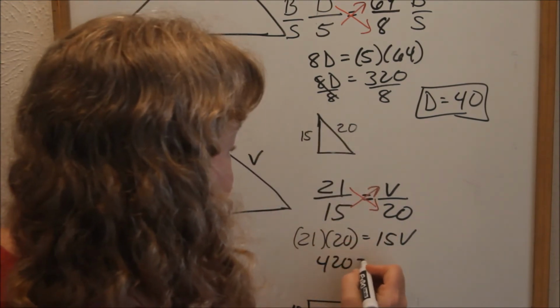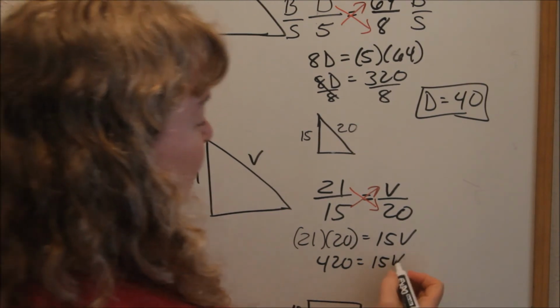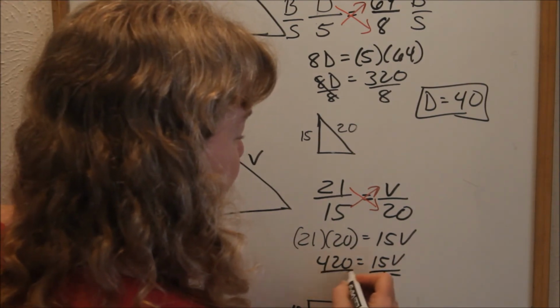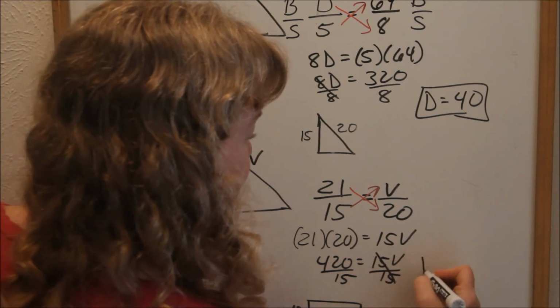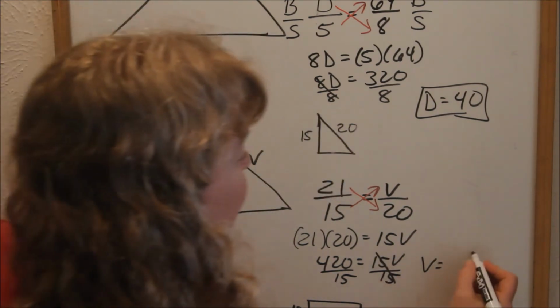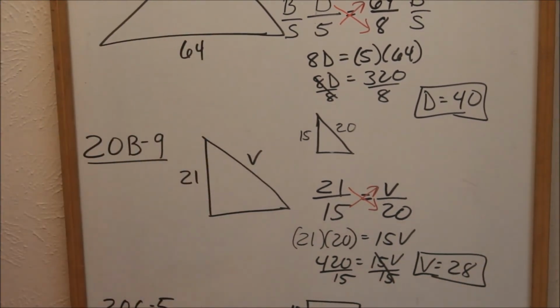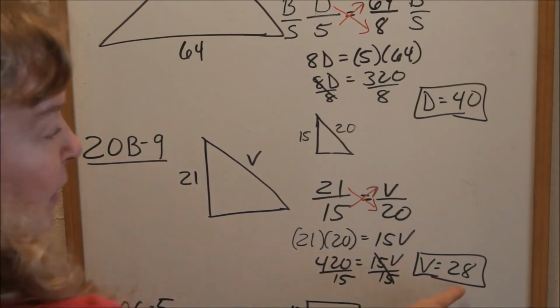420 equals 15V. To solve for V, 15 is being multiplied. It needs to be divided away. So then V equals 28. And there are no units on these. We don't know if it's inches, feet, centimeters, so you don't need to put any units on there.